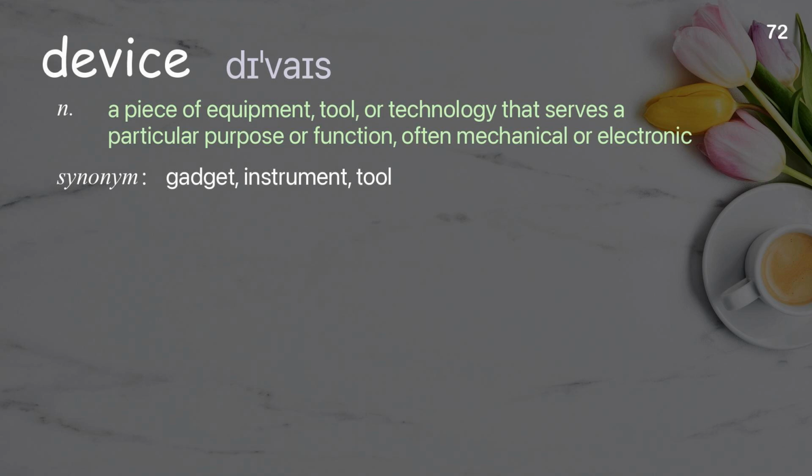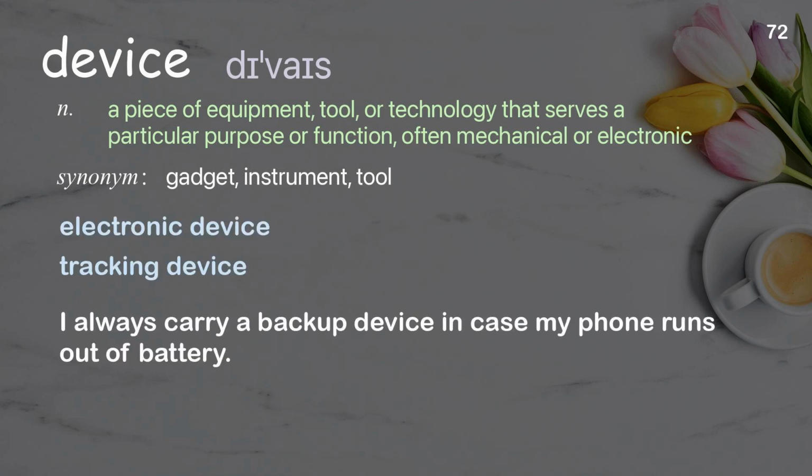Device. A piece of equipment, tool, or technology that serves a particular purpose or function, often mechanical or electronic. Examples: Electronic device. Tracking device. I always carry a backup device in case my phone runs out of battery.